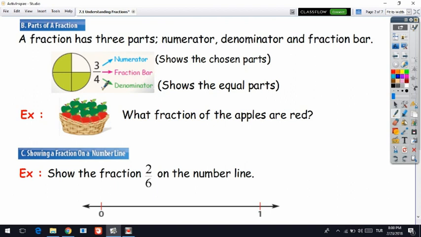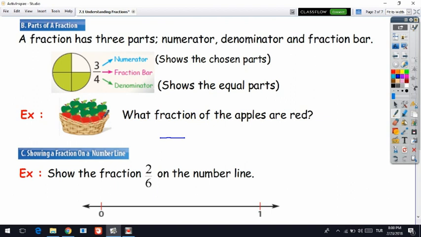Okay, now let's look at an example. What fraction of the apples are red? Okay, in this shape, let's look at this one. First of all, we have a fraction bar to separate the numerator and denominator. Then we have to write the number that is on top. So what number comes here? The numerator shows the chosen part. So the chosen parts in this question are red. What fraction of the apples are red?